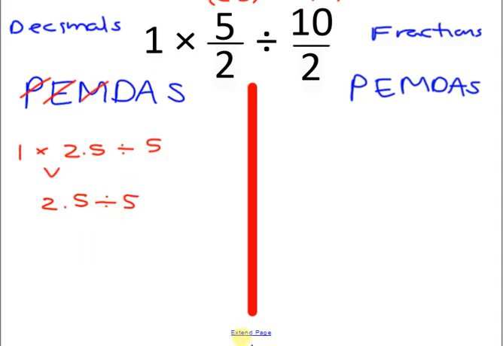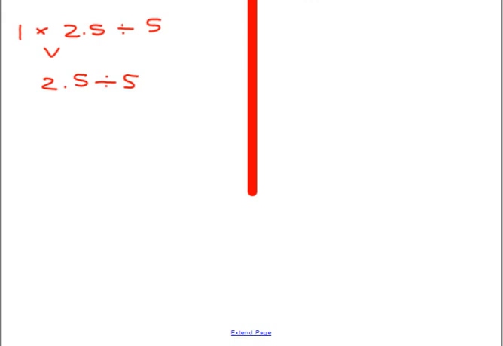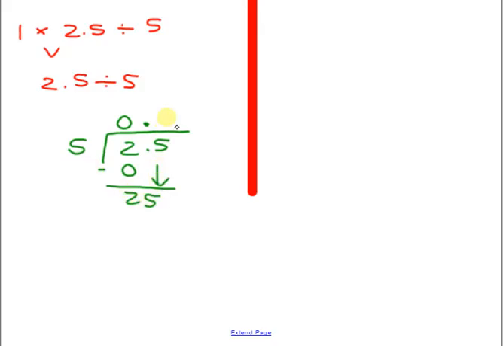Okay, so I have 2.5 on the inside. I have 5 on the outside. Bring my decimal to the roof. 5 goes into 2 0 times. 0 times 5 is 0. Subtract. 2, bring down the 5. 5 goes into 25 5 times evenly. So your answer here is 0.5.